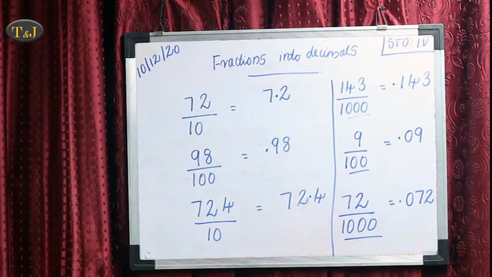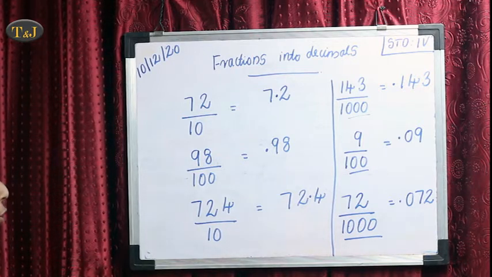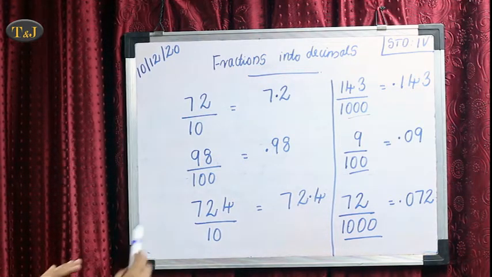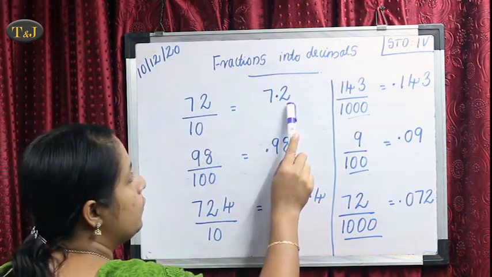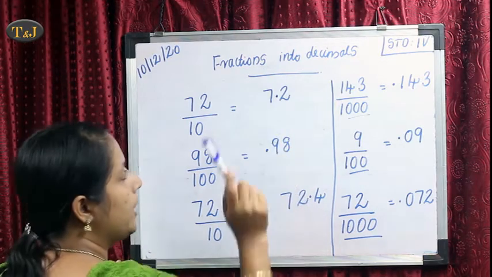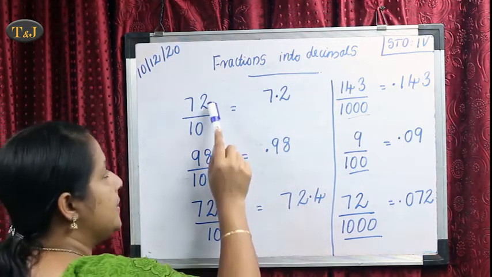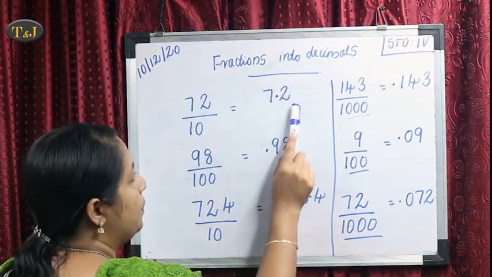Then I will explain once more. 72 by 10. First we write the numerator, 72. Then our denominator is 10. In 10, how many zeros? 1 zero. So we take one digit, and before that we put the point. Then 72 by 10 equals 7.2.